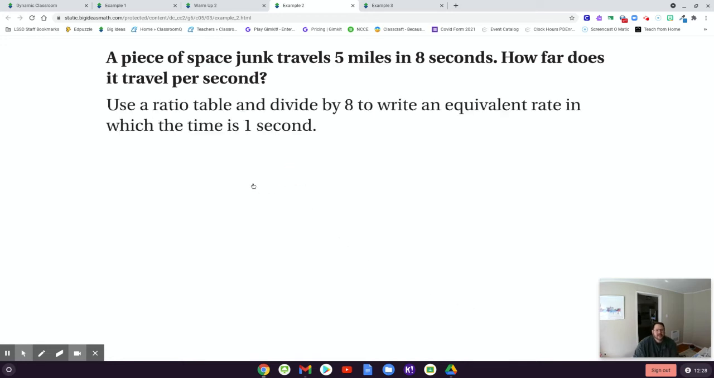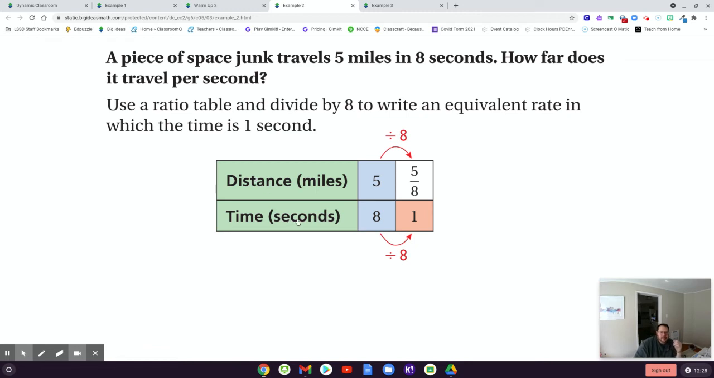Okay, so one way is to create this little table here. You start by saying 5 miles in 8 seconds. That's our first part of this table. But we want the miles per 1 second, so this 8 needs to change into a 1. So again, using ratio tables, in my opinion, you want to use basically just multiplication and division. Don't try adding and subtracting.